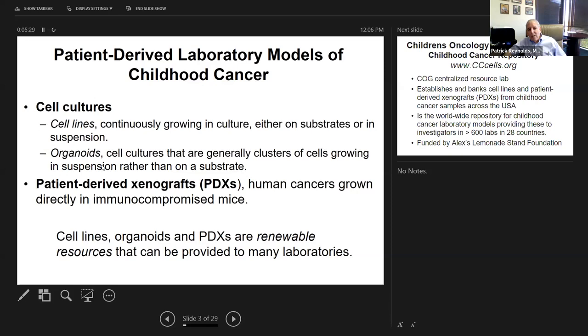And there's a lot of thought that these may be better than cell lines. The data has yet to actually materialize. And in fact, if you look at the cultures of childhood cancers, they often grow as essentially organoids. So there's a continuum across here. And so we're not going to spend a lot of time on this.